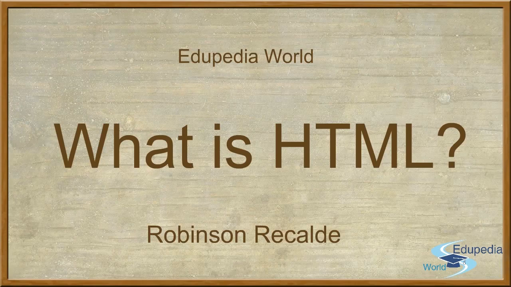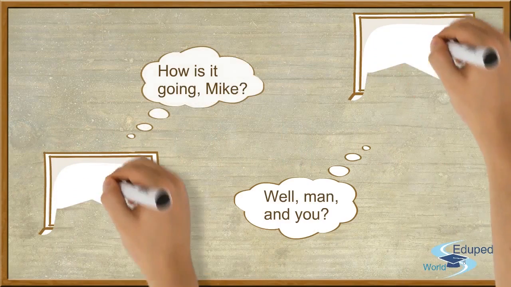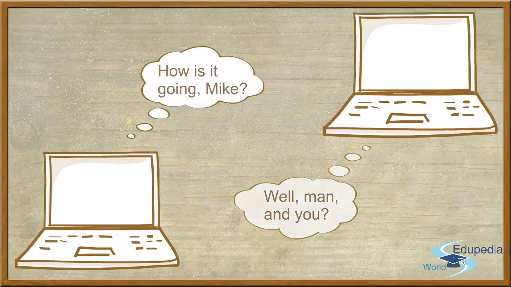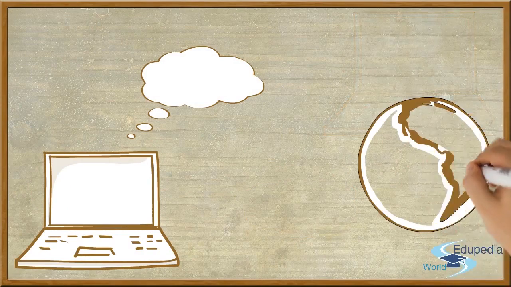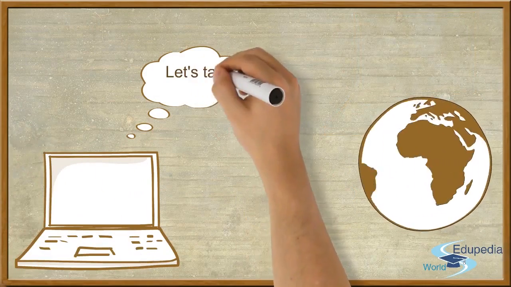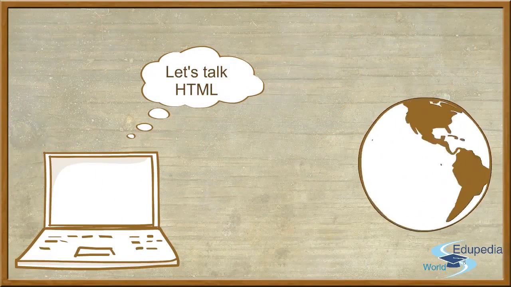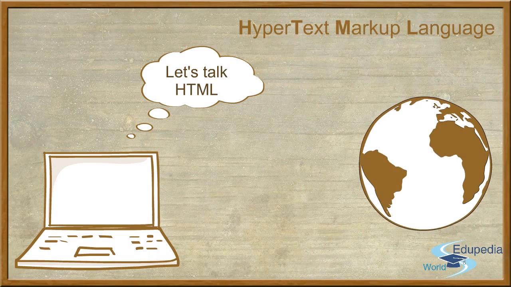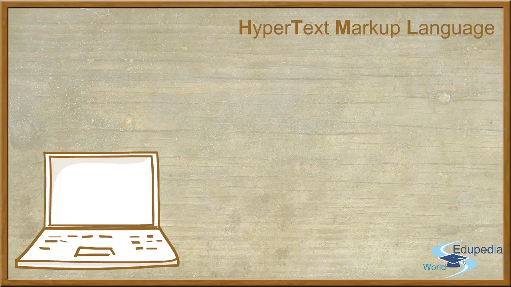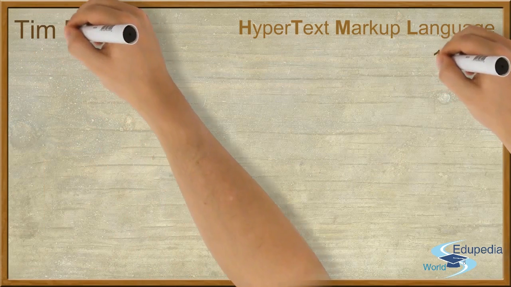I am Robinson Recalde, and in this video I will be talking about HTML. But first, what exactly is HTML? Computers use languages to communicate just like people do. With the internet, computers need to communicate as well, and the language they use is called Hypertext Markup Language, better known as HTML. Hypertext is a process of linking objects to each other. This means that when you click one object, the other object can be viewed.